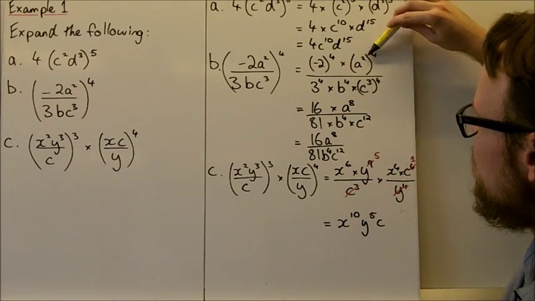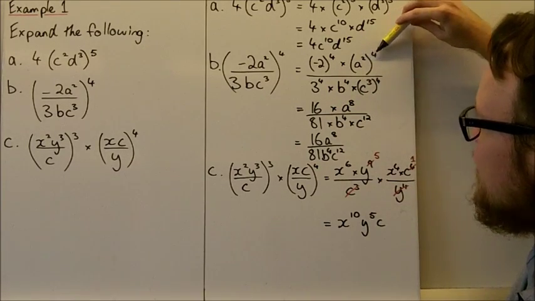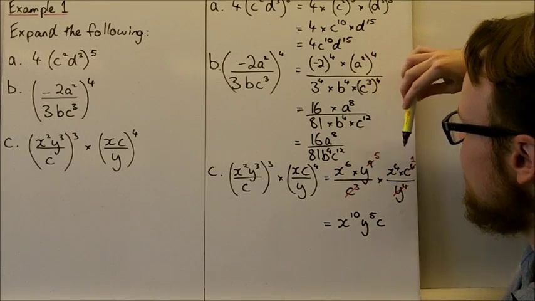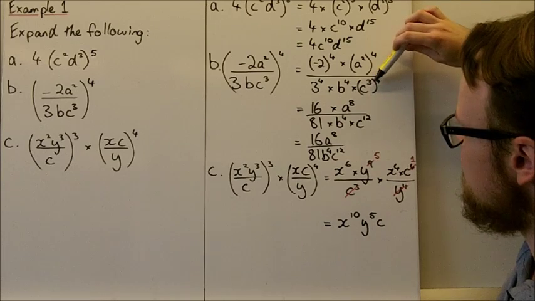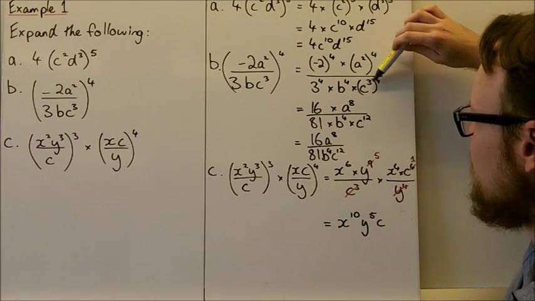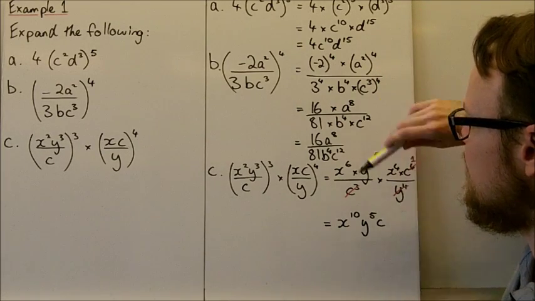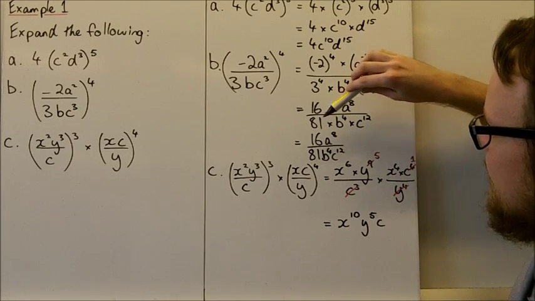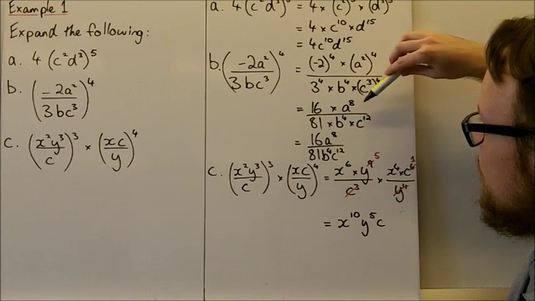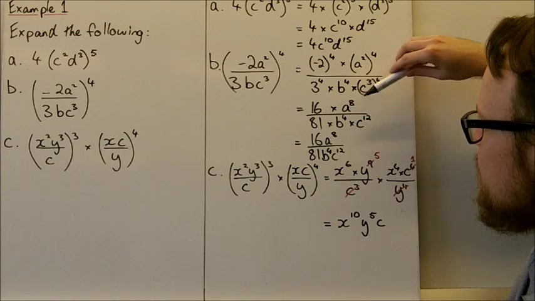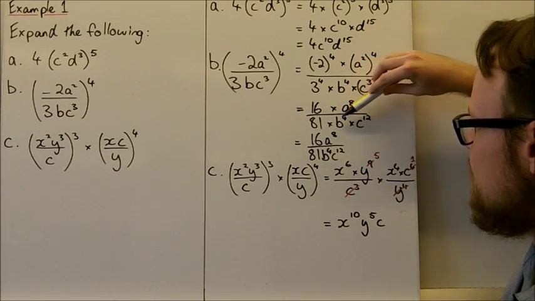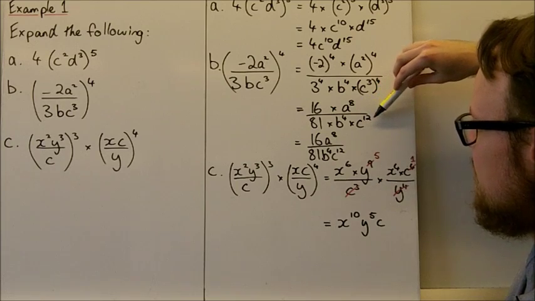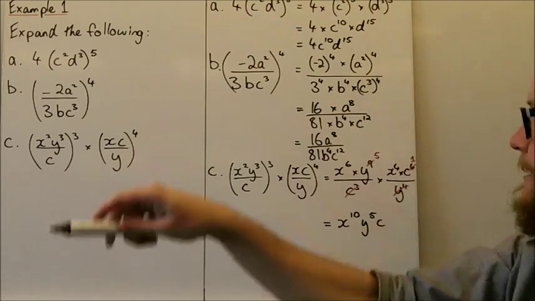A squared to the power of 4, multiply those two together by index law 3: 2 times 4 is 8. The b to the power of 4 just sits by itself there. C cubed to the power of 4: once again, 3 times 4 is 12. So here I've got 16 times a to the power of 8 on the top of our ratio, and 81 times b to the power of 4 times c to the power of 12 underneath.